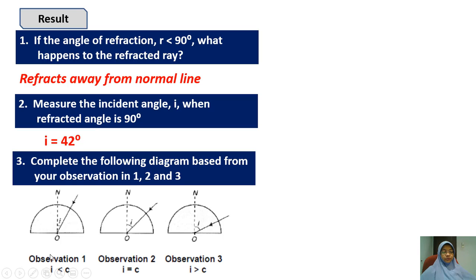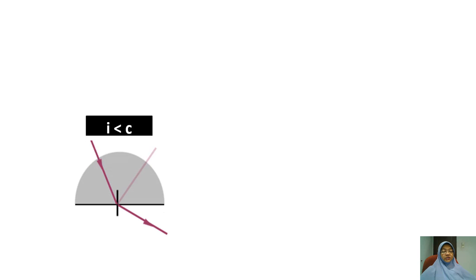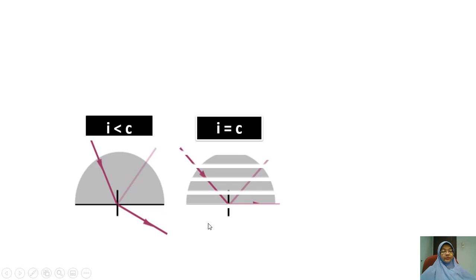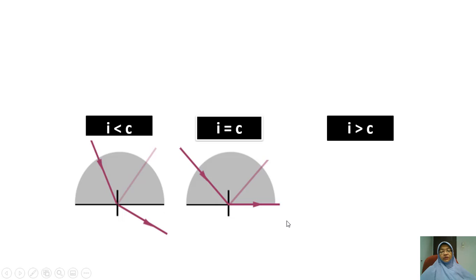Okay, so we have three observations: I less than C, I equals C, I larger than C. Now we plot the observations. When I is less than C, it will refract away from the normal line. When I equals C, it will be on the glass-air boundary. And when I is larger than C, all the light will undergo total internal reflection.